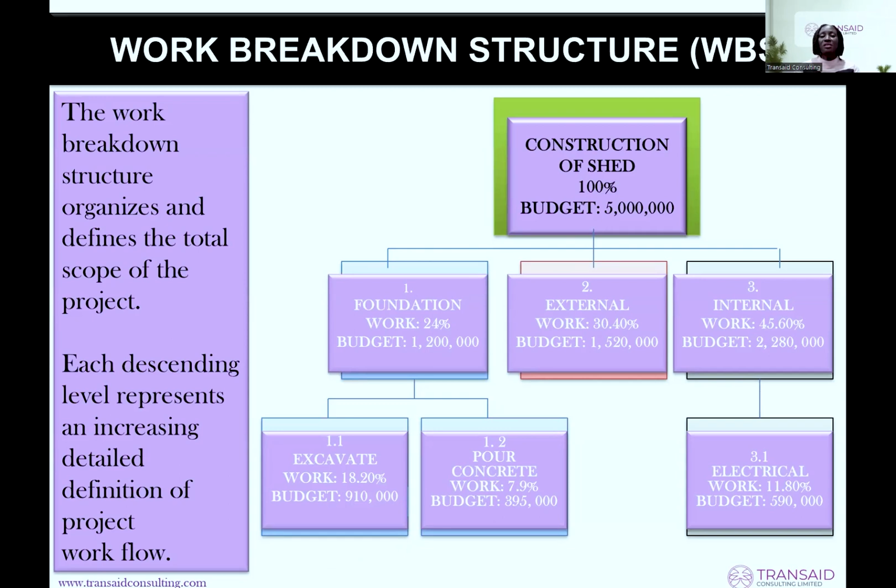So you have defined your scope now. What do you do next? Work breakdown structure. Remember, WBS is the breaking down of your scope into manageable work packages. So I want to construct a building, for example. What am I going to do? There's foundation, there's external work, there's internal. Under the foundation, look at the other things that I still have to do. So you break it down to minimal work packages.